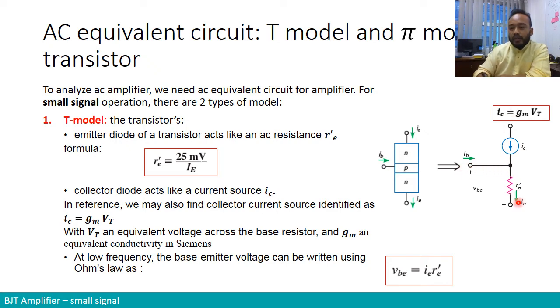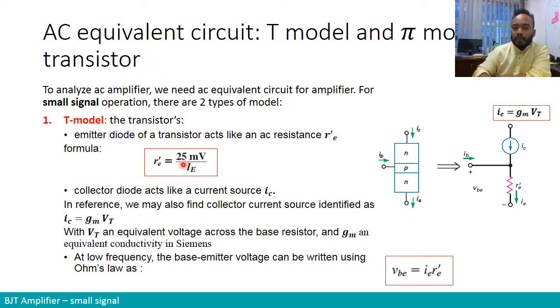So what are the components of the T model? In the T model, we say that the emitter, so the emitter is over here, right? We model the emitter diode of a transistor to act like an AC resistance. So we consider that in the emitter we have a certain AC resistor. The AC resistor is called r'e, and to find the value of r'e is very easy. There is a specific formula for it.